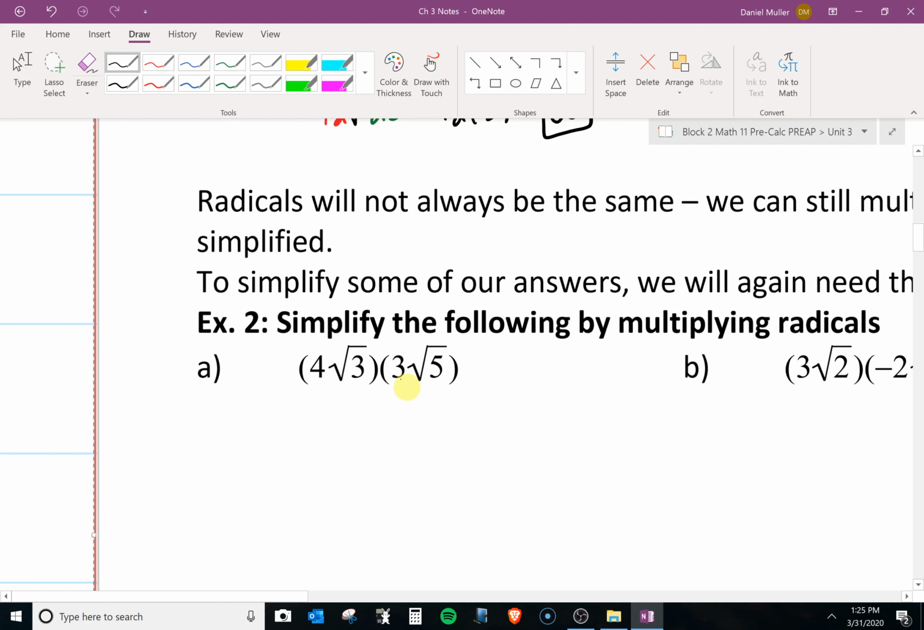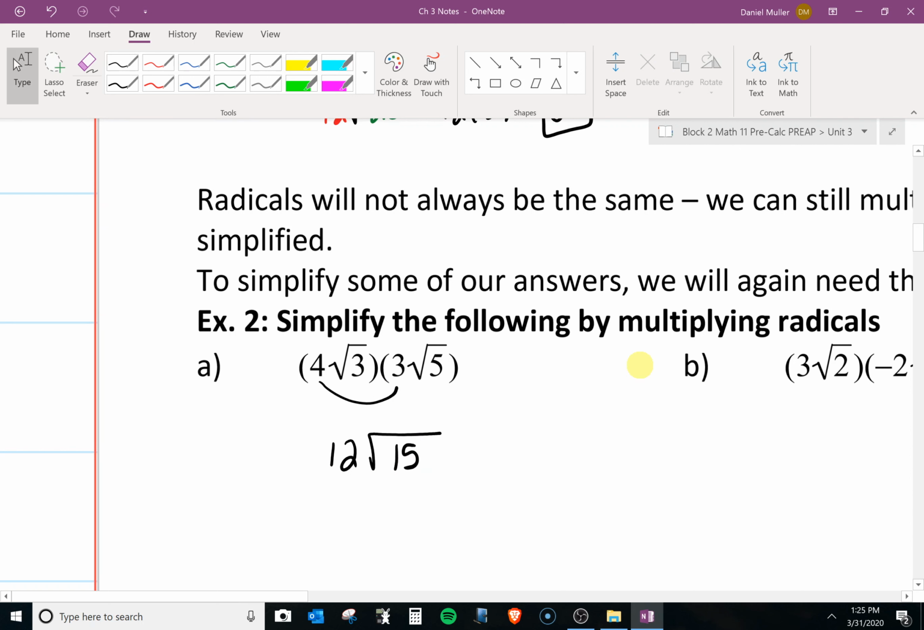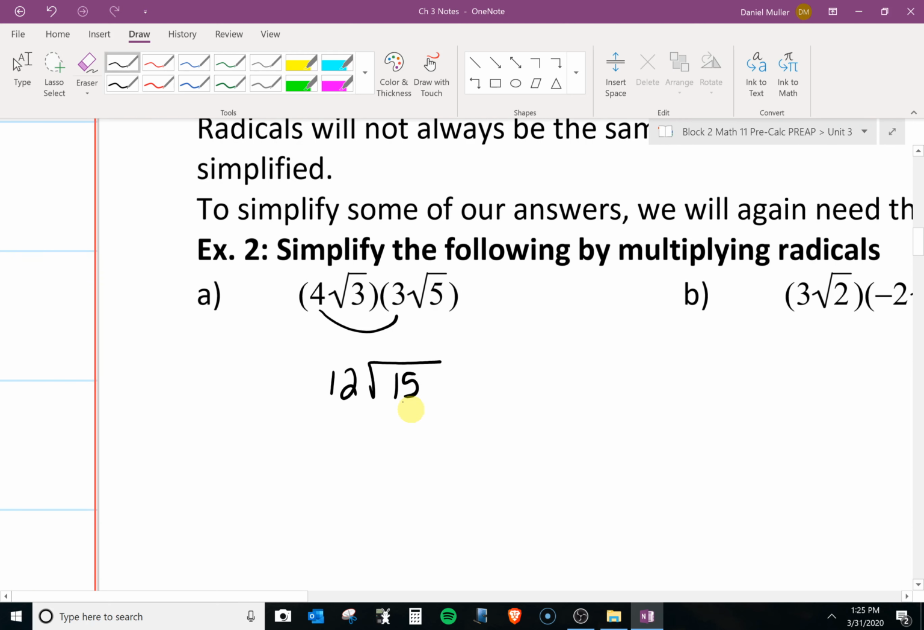So the outsides, 4 and 3. There's the 4 on the outside and the 3 on the outside. Those multiply together to get us to 12. And the inside is 3 times 5, which is 15. Now the process generally will be, can this 15 be reduced? I don't know what the square root of 15 is. So you can break this down to 3 times 5.